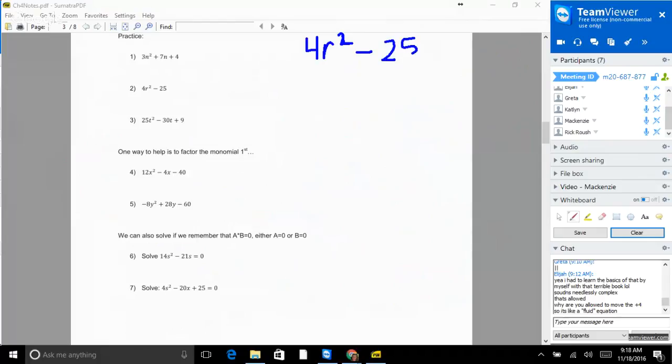Okay, so have the list handy of your perfect squares or memorize it or whatever you want to do. So what I mean by that is, okay, 4r squared, there's multiple ways to make this. I could make 4r squared by 4r times r, or I can make it by 2r times 2r. Those are my options. There's lots of different ways to make 25, right? 1 times 25, 5 times 5. Those are the big ones.